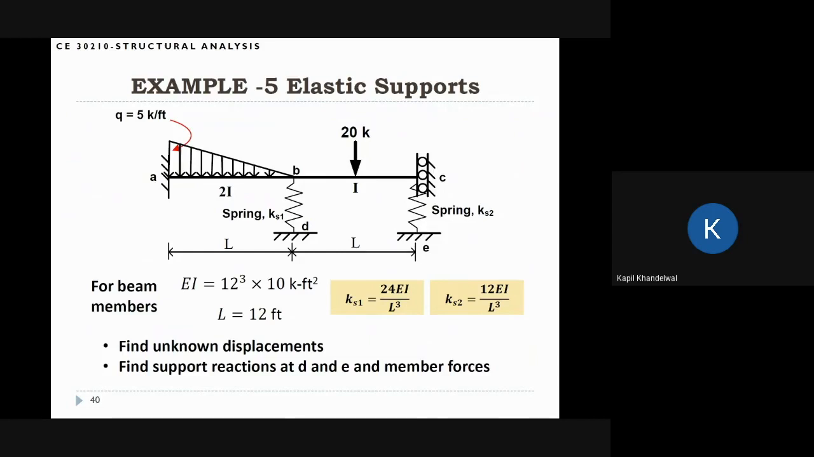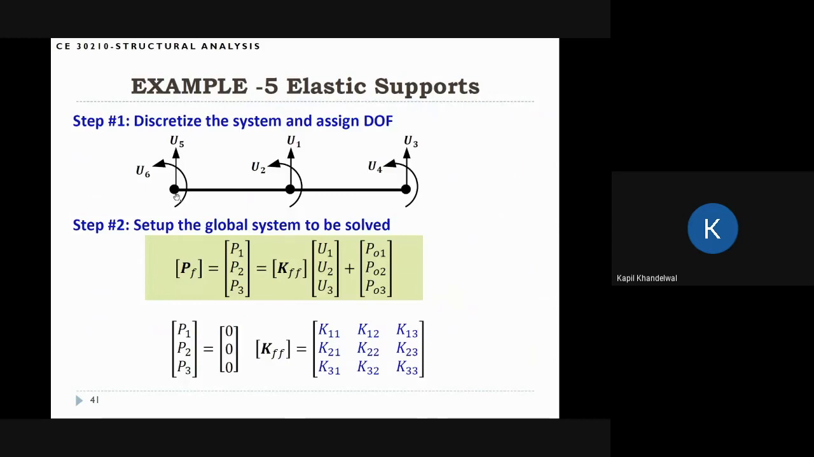So we are going to discretize this system into 2 elements. And then we're going to put the free degrees of freedom first. So the first degree of freedom is the vertical displacement up. The second is the rotation here. And the third is the vertical displacement at C. And then U4, U5, U6. So U4, U5, U6 are the supported degrees of freedom, and they are all 0. And U1, U2, U3 are the free degrees of freedom.